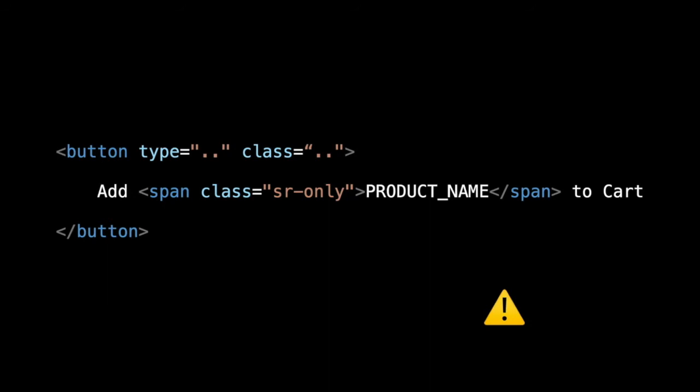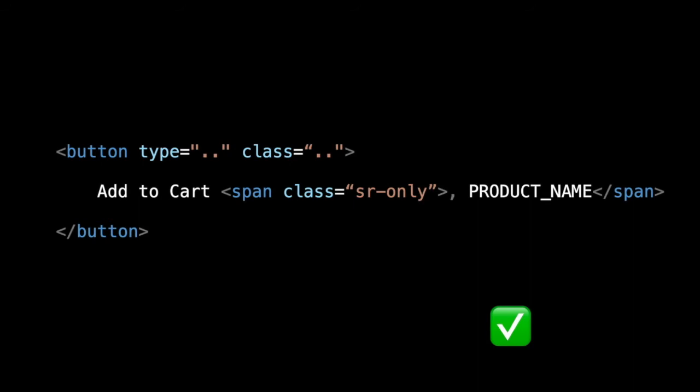By appending the text to the end, the visible name is left intact, and the rotor menu will show a list of add to cart buttons with the name of the products that they are referring to. As for voice control users, when they say click add to cart, Dragon is going to label the buttons that start with add to cart. It's going to label them with numbers like we saw with the checkbox and radio button examples in the video, and then the user can speak out the number of the button that they want to click.